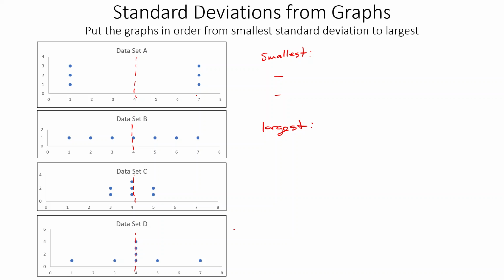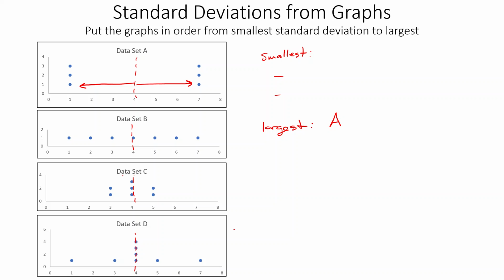All right, so if you wanted to, you can put the numbers into Google Sheets and just do it from that. That would work. You could also do it just by looking at it. So the easiest one to probably figure out is the largest, because all of these guys are as far as possible away in data set A. The farthest we get below for any of them is 1, and the farthest we get above for any of them is 7. So the largest standard deviation is going to be A.